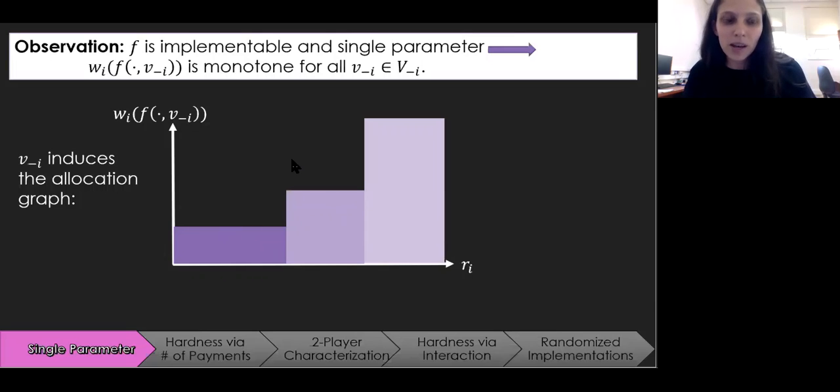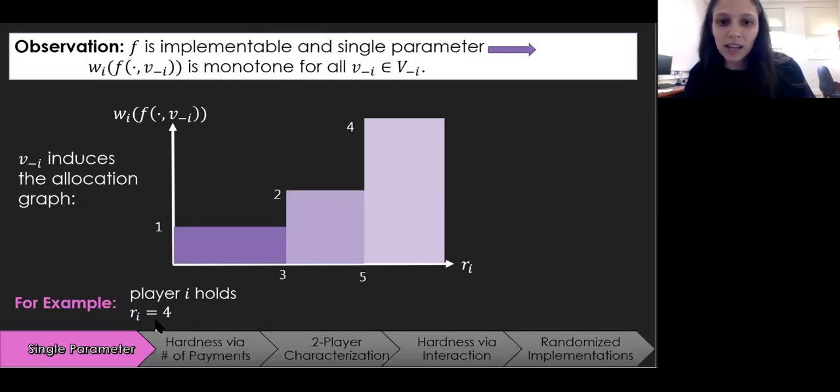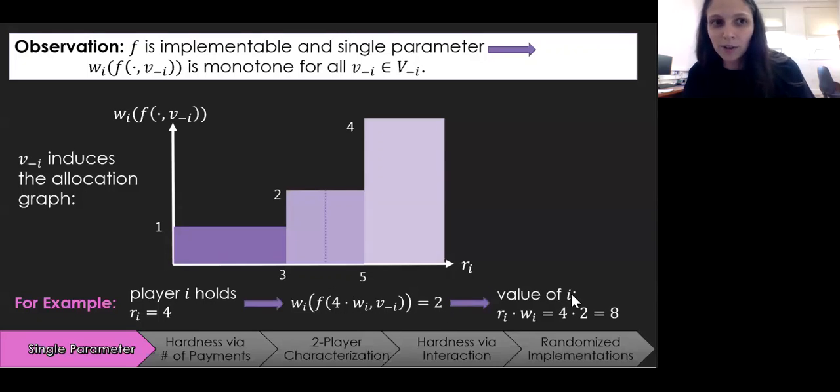So let's see a small example. If player I holds the scalar 4, it means that this is where his value falls. So the public function outputs 2, and its value for the alternative chosen is 4 multiplied by 2, which is 8.